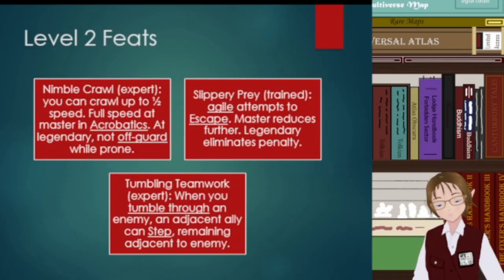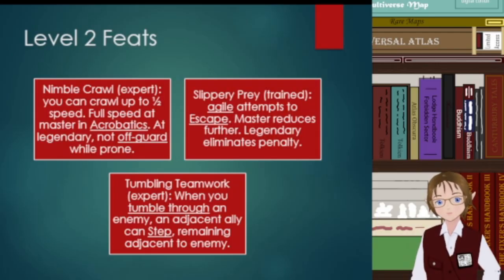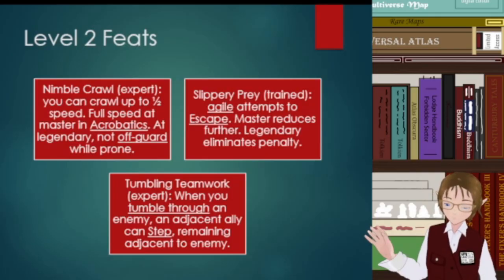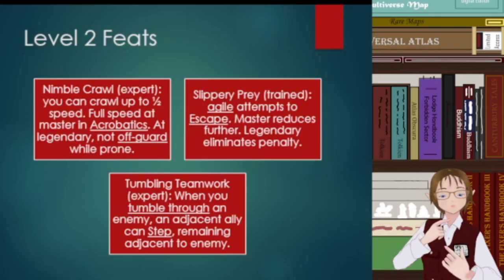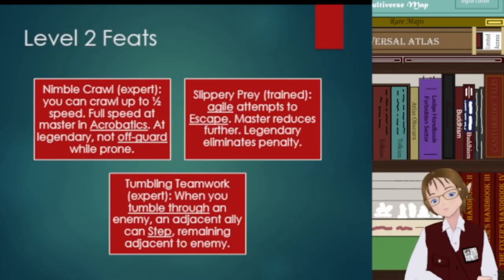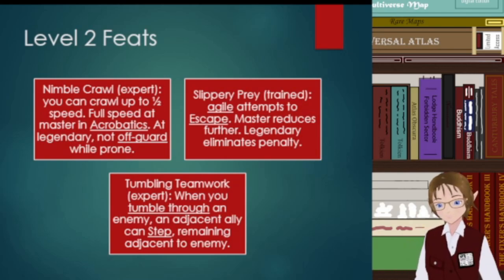It can be a way to stay out of sight, it can be involved in stealth, or it can be used to dodge ranged attacks, since ranged attacks have a penalty against prone enemies. Prone enemies generally are easier to hit, however, because they have the off-guard penalty. Once you hit Legendary, however, this makes it so there is no penalty.